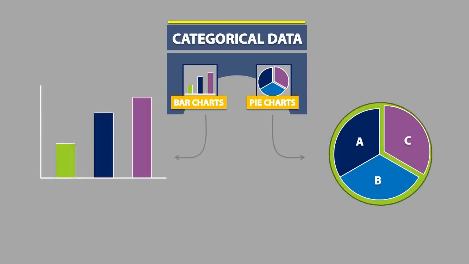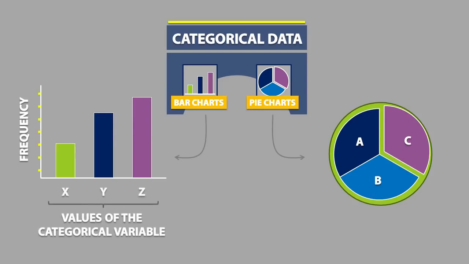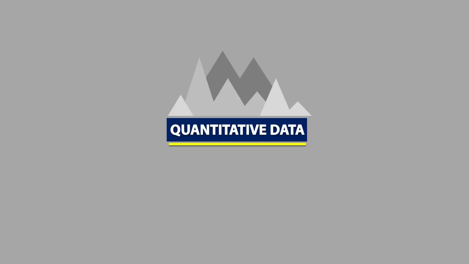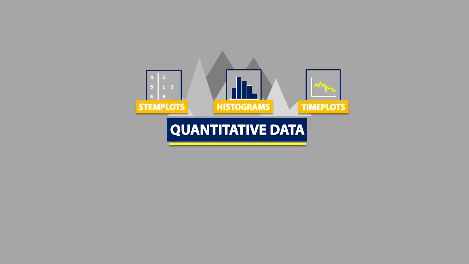On the other hand, bar charts display the frequency on one axis and the values of the categorical variable on the other. You can think of bar charts as a way of tallying information. For quantitative data, we often use stem plots, histograms, and time plots to show information. We'll talk about histograms first.